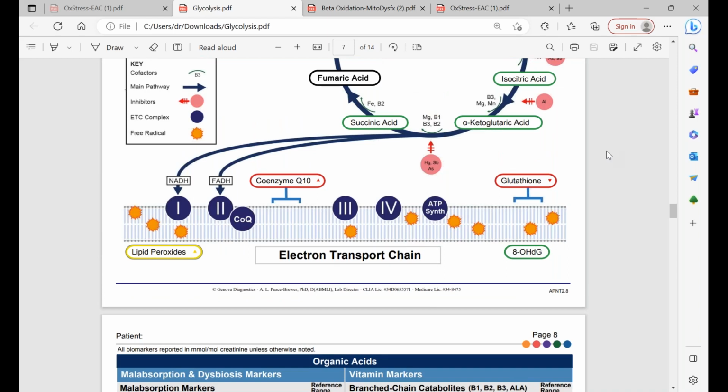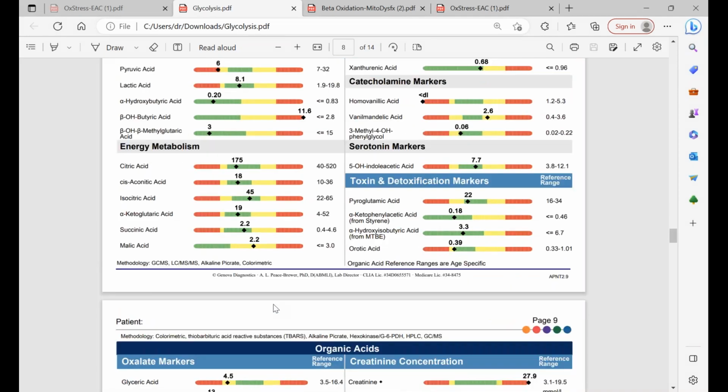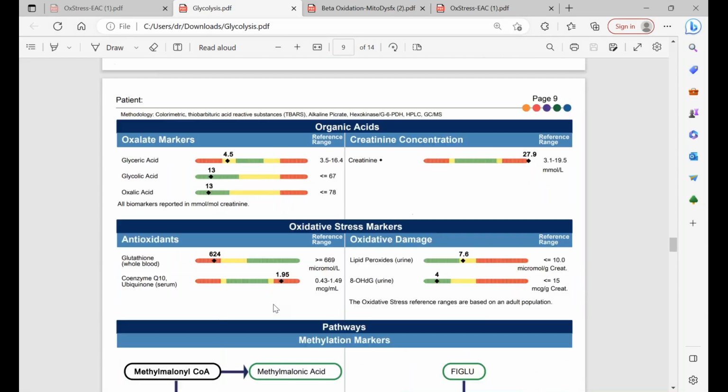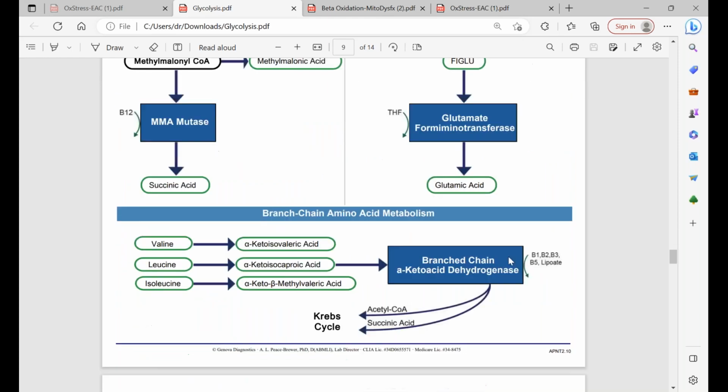So this particular lab, the lipid peroxides are high, not as high as the last time, but they're in the yellow. So yellow means bad, but red means extra bad. So I can scoot down here and tell you exactly how high it is. Lipid peroxides are a 7. I think on the last patient, it was a 14. So they're not great, but not nearly as dramatically off as the last one.